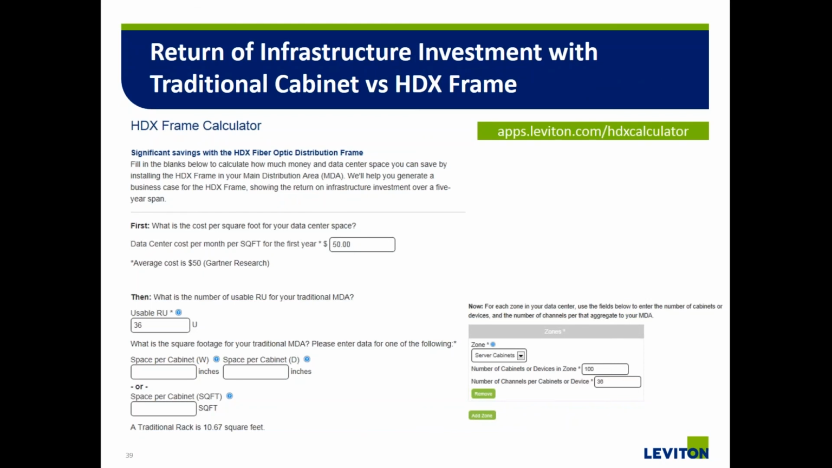To help you determine how much space savings you can realize for your project or data center, Leviton has created a return of infrastructure investment tool comparing traditional cabinet versus the HDX frame. This tool is located on our website. You can start by inputting what the cost is per month for 1 square feet of data center floor space. Default right now is set at $50.